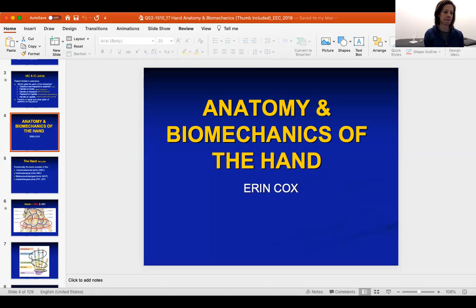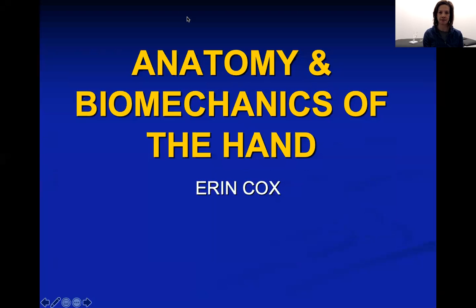Today we're going to talk about the anatomy and biomechanics of the hand. I'll just start sharing my screen. So, anatomy and biomechanics of the hand.